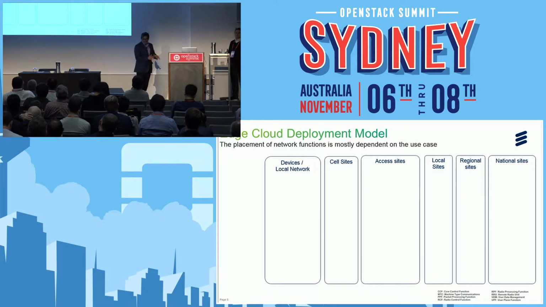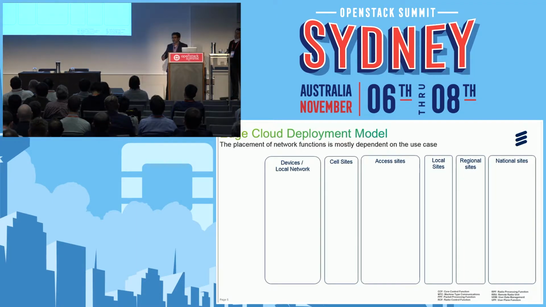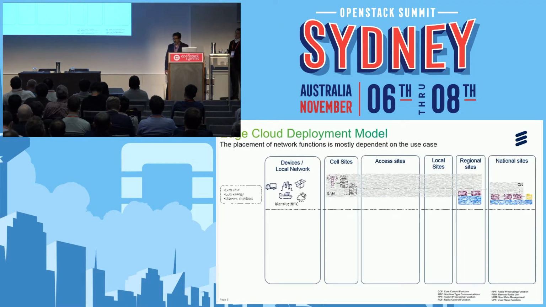So we have the devices and the cell sites, and then the access sites, which is very close to the cells. Then we have the local sites, and then regional and the national sites. So those usually are how the operators would distribute the network.